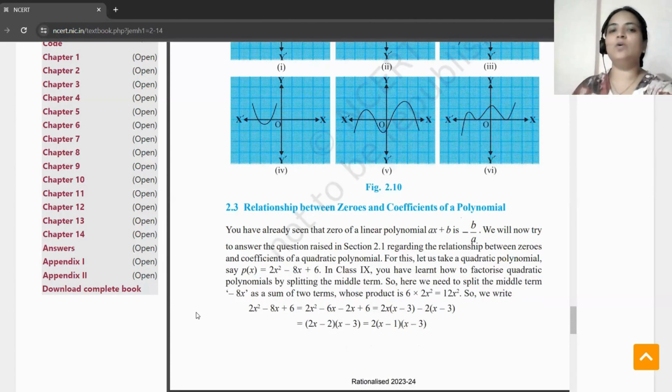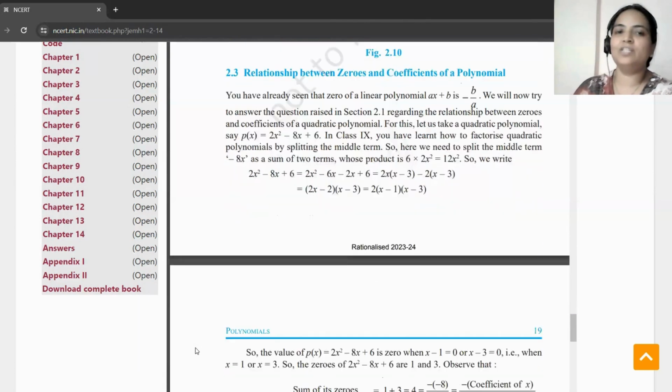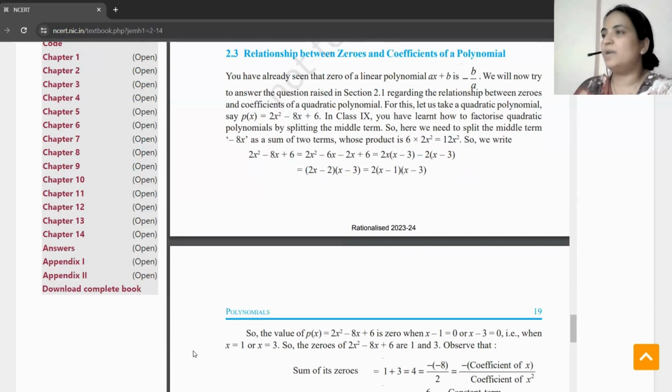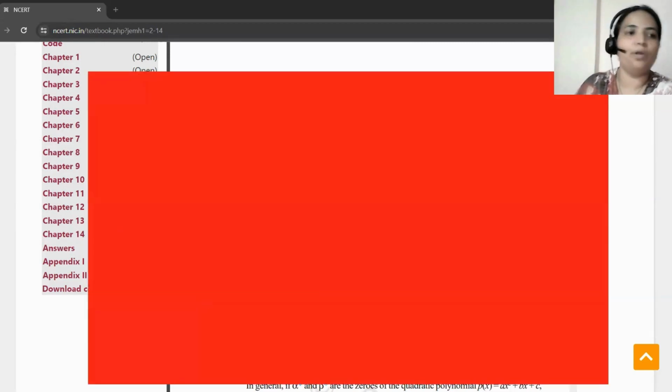Relationship between zeros and coefficients of a polynomial. So what is the relationship between zeros and the coefficients of a polynomial? This is one very important thing that is asked in the exam, and you have to note this down. So very quickly note this. First of all, let's do this: we write a quadratic polynomial.